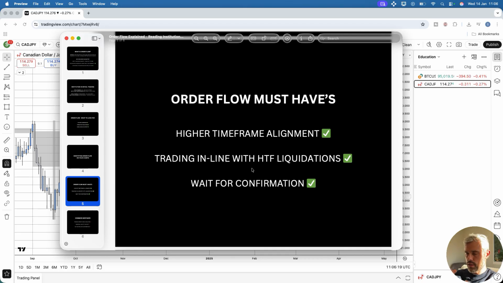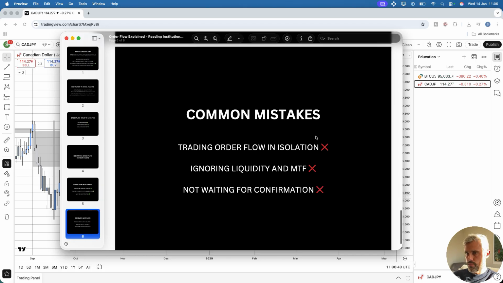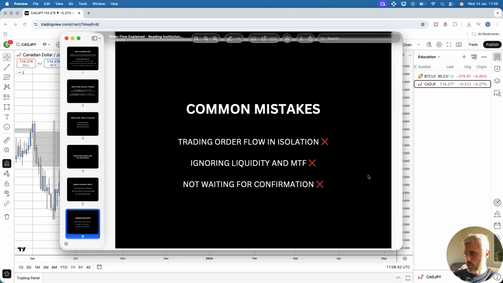So if you see aggressive price action into a level, aggressive price action out of a level, look to see what are we actually liquidating, what is price doing. If it makes sense, then you probably have a trade. And always wait for confirmation. Wait for order flow to confirm before you start actually making an assumption that that shift has occurred. Common mistakes: don't do the opposite. Don't trade order flow in isolation. Don't ignore liquidity. Don't ignore multi-time frame analysis. And always wait for confirmation.